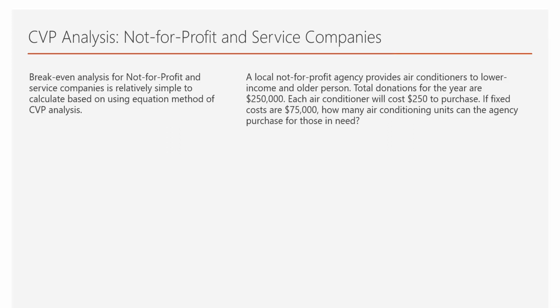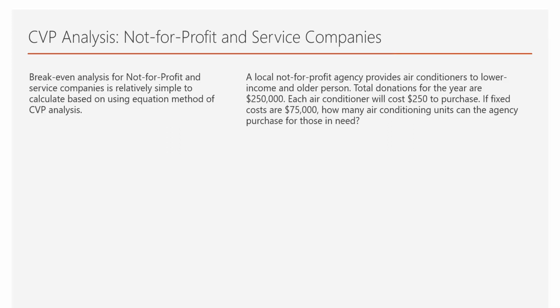So let's take a look here at an example. A local not-for-profit agency provides air conditioners to lower income and older people. Total donations for the year are $250,000. Each air conditioner will cost $250 to purchase. If fixed costs are $75,000, how many air conditioning units can the agency purchase for those in need?